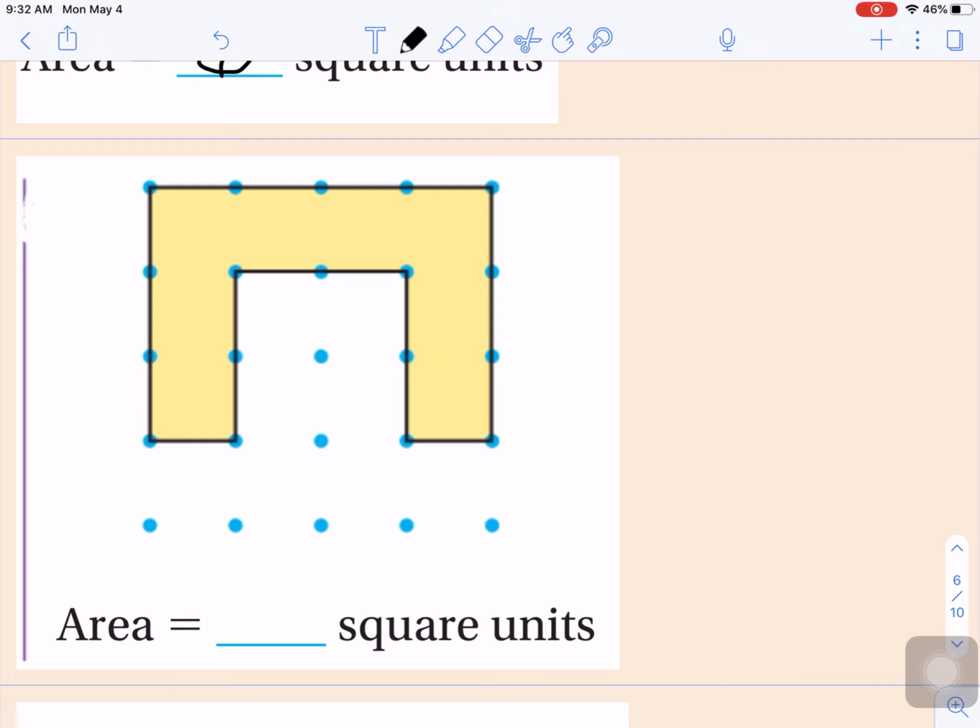So to find the area, I'm going to start counting the square units. So 1, 2, 3, 4, 5, 6, 7, and 8. So the area of this shape is going to be 8 square units.